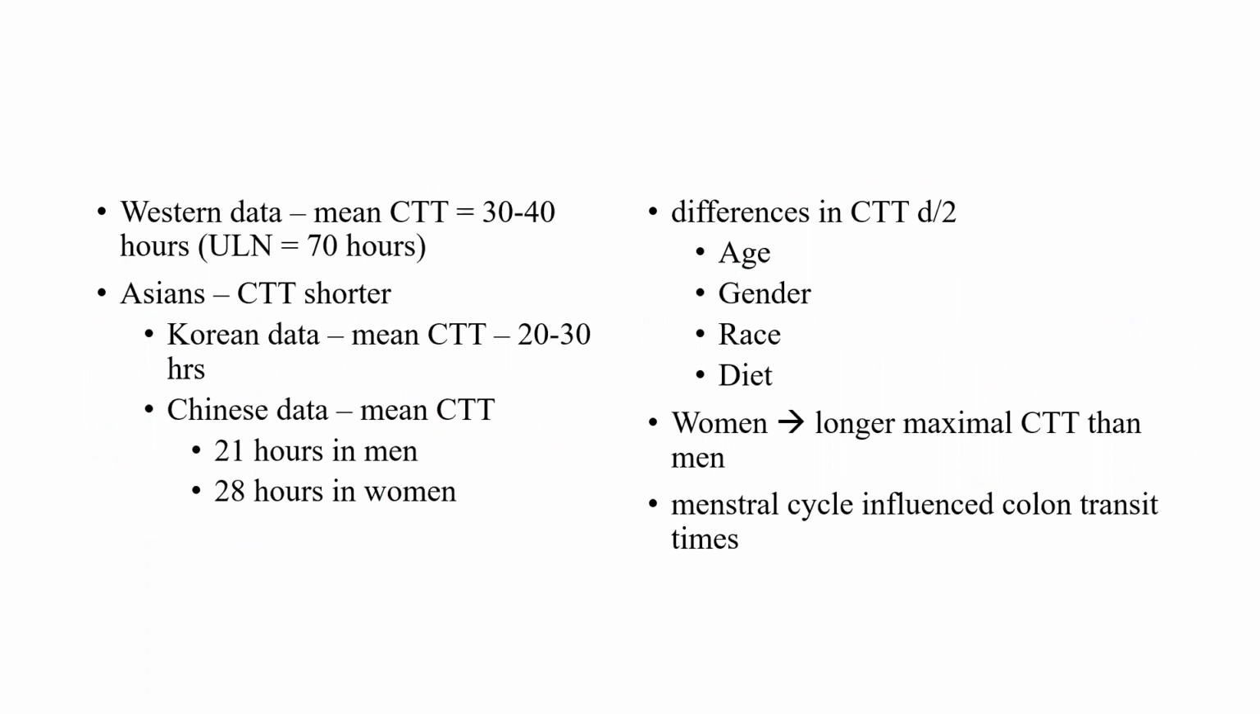I don't think we have local data in our country. However, it's mentioned that Asians tend to have a shorter colonic transit. With regards to the Korean data, the mean CTT is about 20 to 30 hours. The Chinese data, in fact, mentions 21 hours in men, 28 hours in women. The differences are mainly due to age, gender, race, diet, even the kind of microbiome also will affect the CTT. Women tend to have a longer CTT compared to men. In fact, menstrual cycle can also influence the CTT.